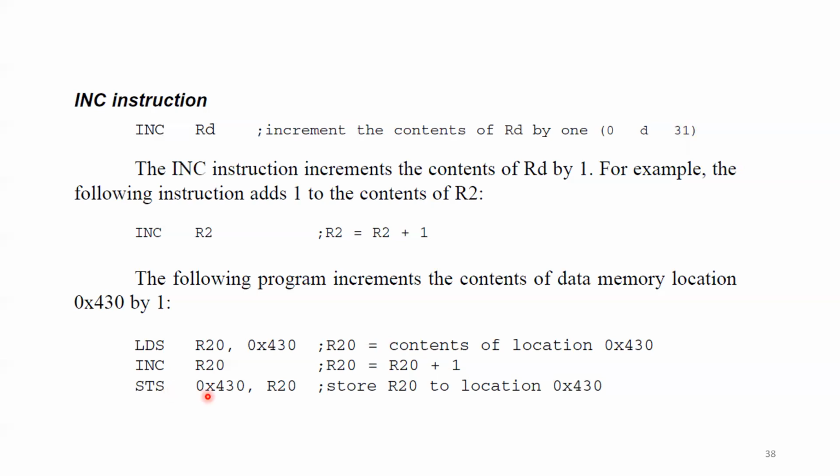Then STS 430, R20, so this is going to store R20 to the location 430 again. So take care that the address 430 remains the same. This is just the memory location. However, the value which has been incremented is the data inside the memory location. Okay.